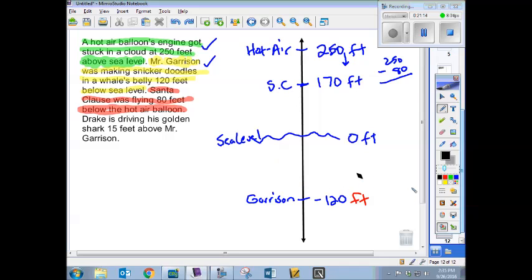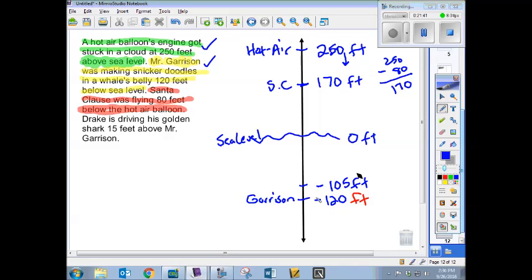What would it be? Couldn't hear you. Negative 105 feet. Did everybody see where I got that? No. Again, no. I just did 250 minus the 80 feet that this Santa Claus was below the balloon. That's more about vertical distance, but yes, you're absolutely correct. Well, I don't want to confuse anybody.